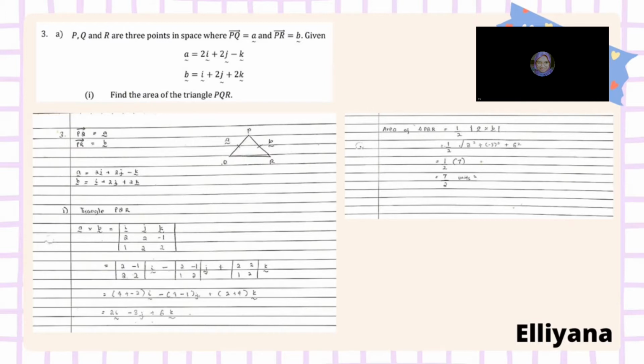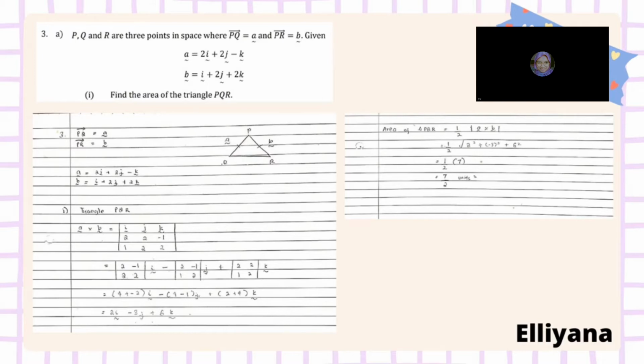So dalam soalan ni dia sudah bagi tahu PQR ni adalah 3 point yang membentuk satu triangle. Jadi dia sudah bagi kalau PQ tu dia punya vektor A, PR tu vektor dia B. Jadi untuk cari triangle PQR kita mesti darab dulu. Sebabkan dia sudah bagi tahu yang PQ tu ialah A, PR adalah B, kita mesti darab dulu vektor A dengan vektor B.